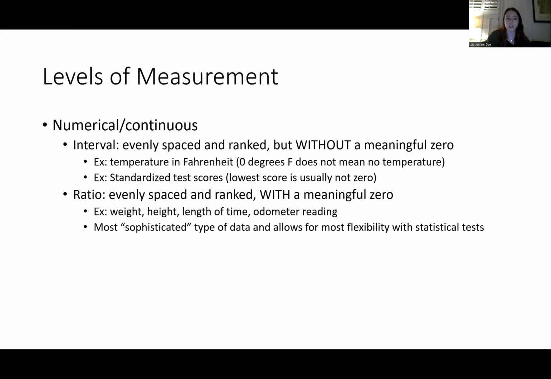And then we have ratio data. These are evenly spaced and ranked, and they do have a meaningful 0. So 0 means something here. So this would be talking about things like weight, height, lengths of time, an odometer reading. So 0 miles per hour would be no speed, the car's not moving, versus 60 miles per hour, the car's moving fast. This is considered a more sophisticated type of data, and it allows for the most flexibility with statistical tests. So more tests can be used with this type of data.